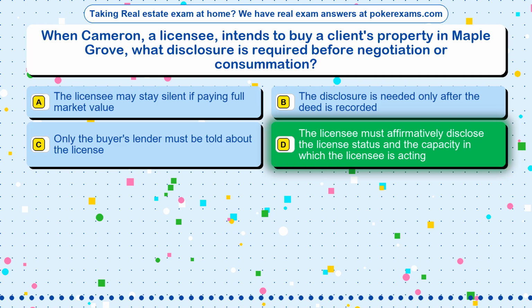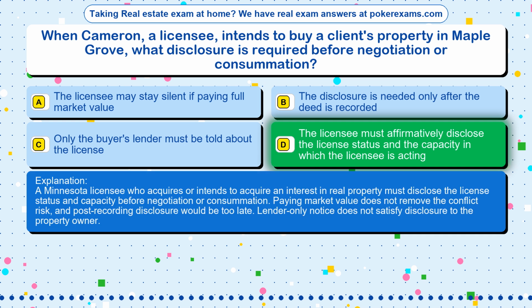The correct answer is option D. The licensee must affirmatively disclose the license status and the capacity in which the licensee is acting. A Minnesota licensee who acquires or intends to acquire an interest in real property must disclose the license status and capacity before negotiation or consummation. Paying market value does not remove the conflict risk, and post-recording disclosure would be too late. Lender-only notice does not satisfy disclosure to the property owner.